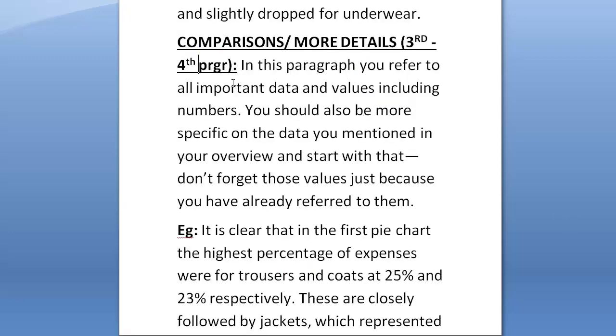Okay, now in the next 2 paragraphs, in your third and your fourth paragraph, you should make comparisons, or you should just give more details about the 2 pie charts. So in this paragraph, you refer to all important data and values, including numbers. Also, you should be more specific on the data you mentioned in your overview and start with those values, so as for your essay to be cohesive. Don't forget those values just because you have already referred to them. You didn't refer to them in detail. You didn't state any numbers.